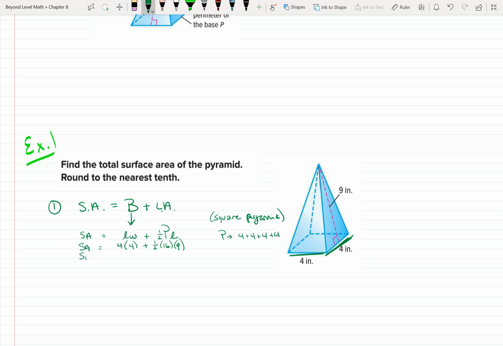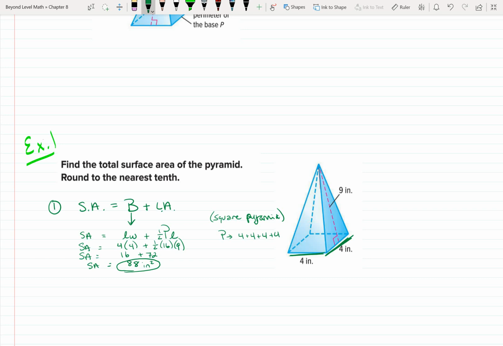Alrighty, so surface area equals 4 by 4, which is 16. Then 1/2 times 16 gives us 8. 9 times 8 is 72. And we get 88. 16 plus 72 gives us 88, and it is inches squared because it is area.